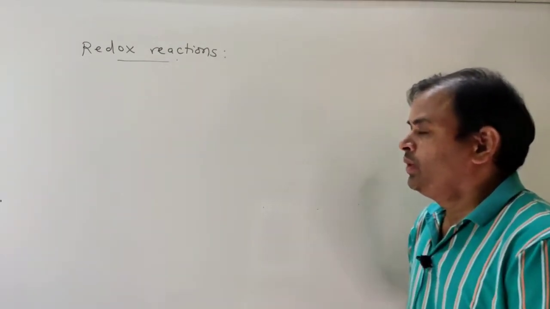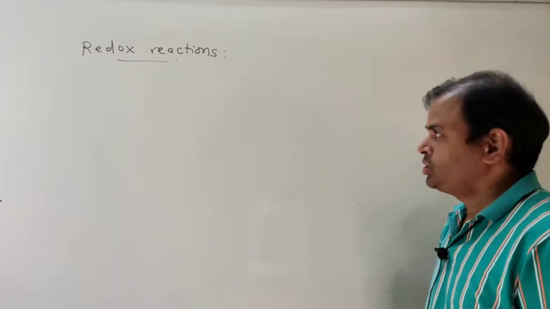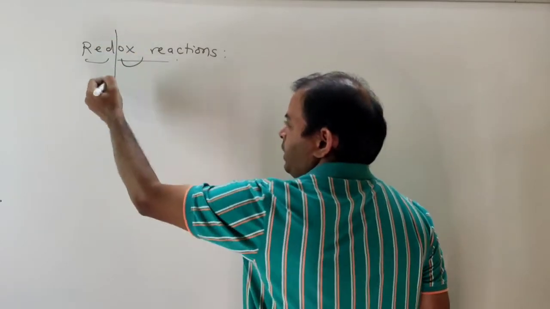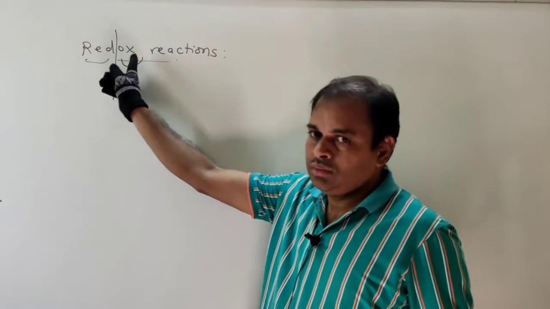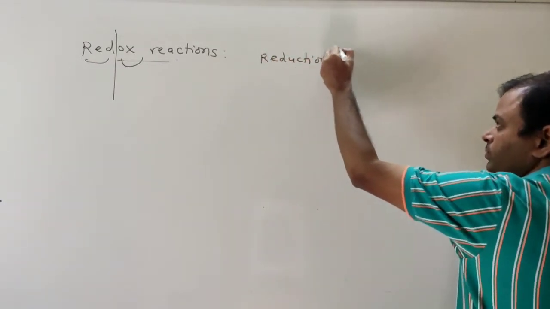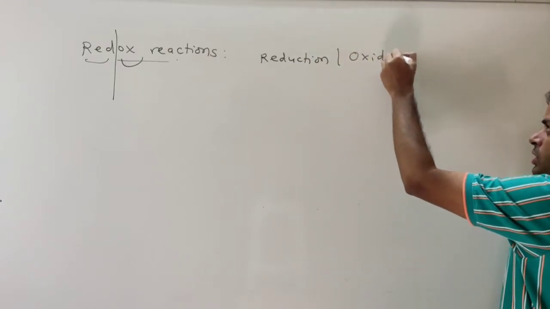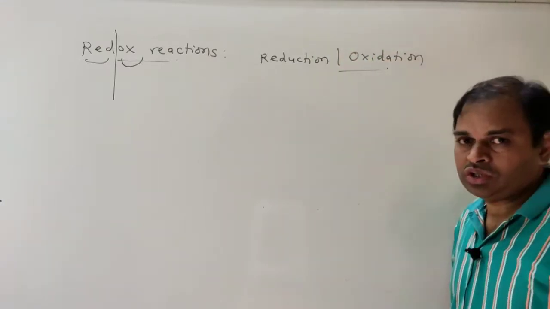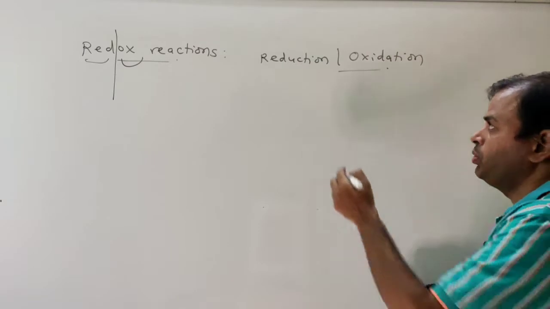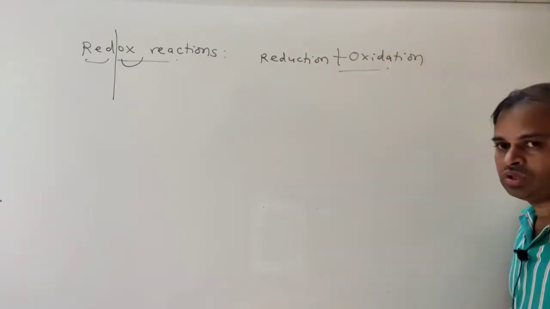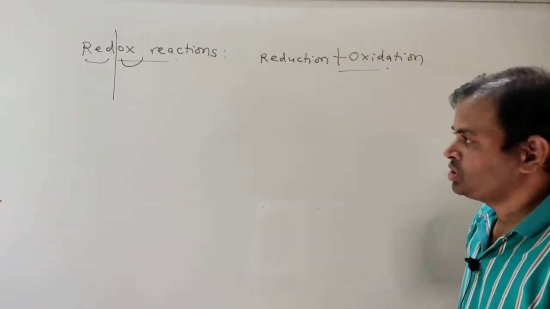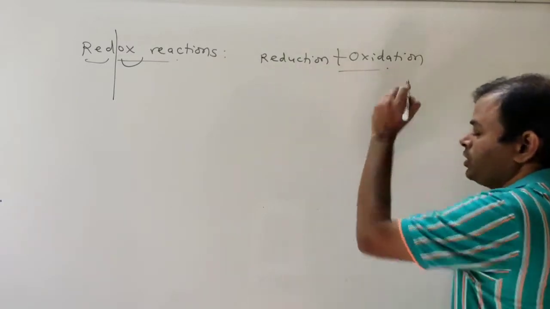So here today we are going to learn about redox reactions. So what are redox reactions? The name itself has the meaning: reduction, oxidation. Reactions in which both reduction and oxidation take place are called redox reactions. Now what is meant by reduction and oxidation?